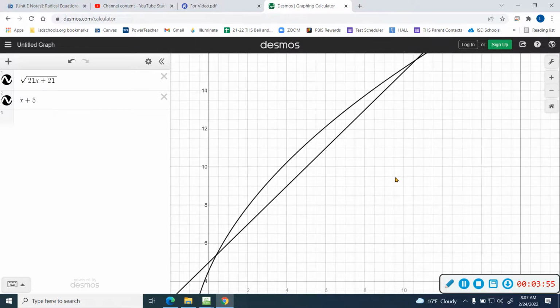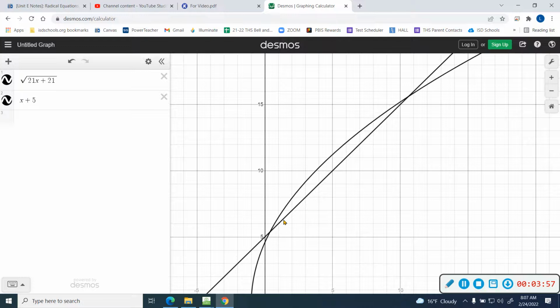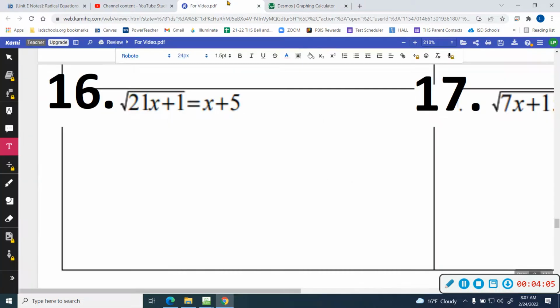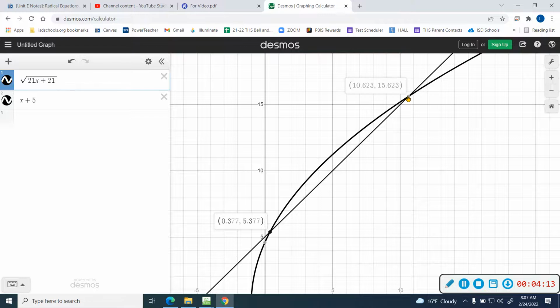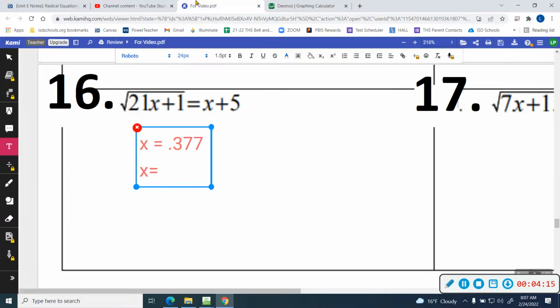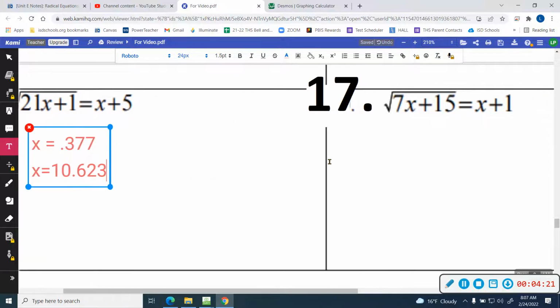And if you weren't careful, you may not see that they have two solutions. And they have a solution right here at 0.377. So I'll put that down. And then the other solution is right there at 10.623. And pay attention to how you're supposed to round.